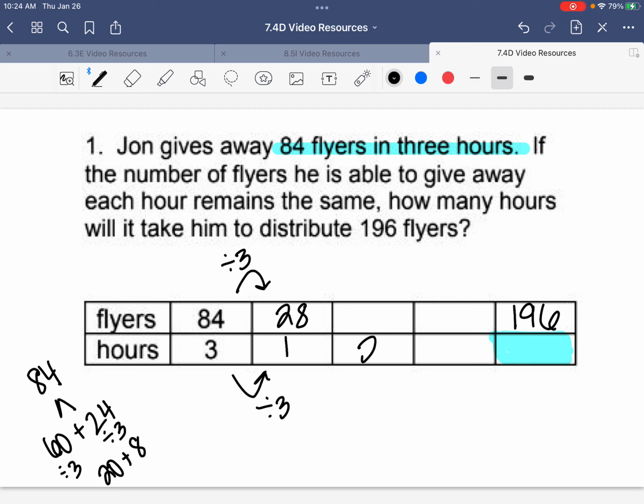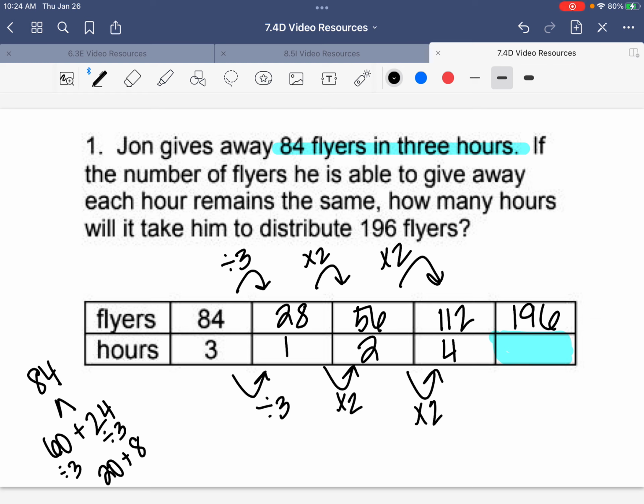So that means in 2 hours, I can scale up by 2, and John has done 56 flyers. So in 4 hours, again, I can double up. John has done 112. Well, that's still not enough. I need to get to 196.